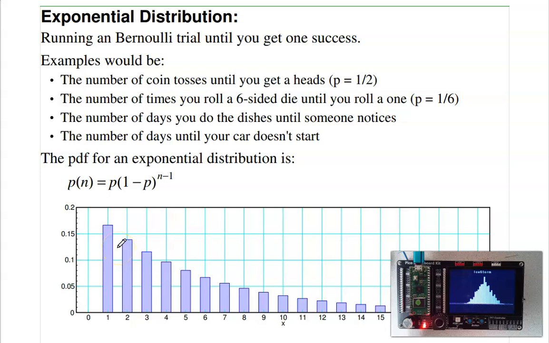There's an exponential distribution. An exponential distribution would be to run a Bernoulli trial until you get 1 success. For example, that'd be the number of coin tosses until I get a heads, number of times I roll a die until I get a 1, number of days you do the dishes until somebody notices, number of days until your car doesn't start. The PDF is p times (1 minus p) to the n minus 1. And here's what it looks like.